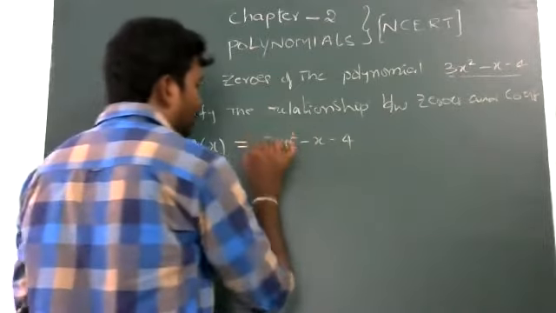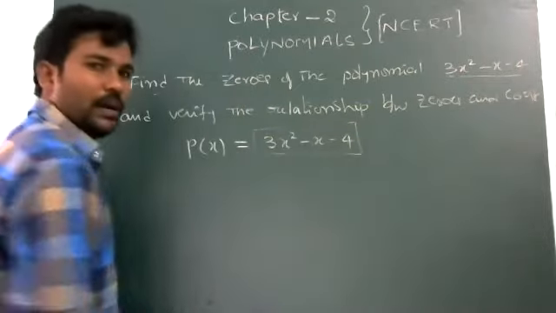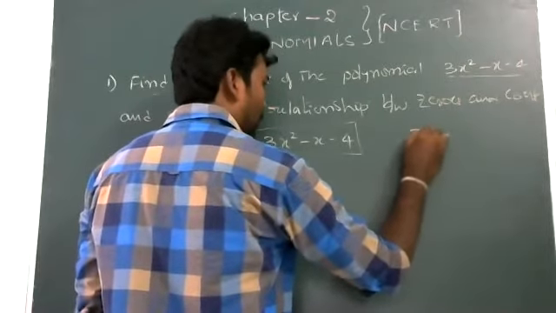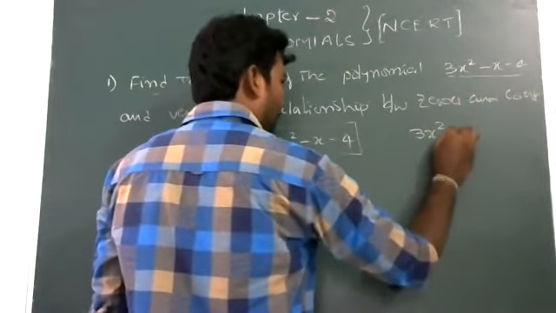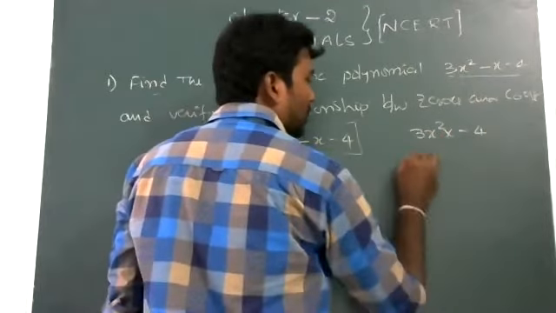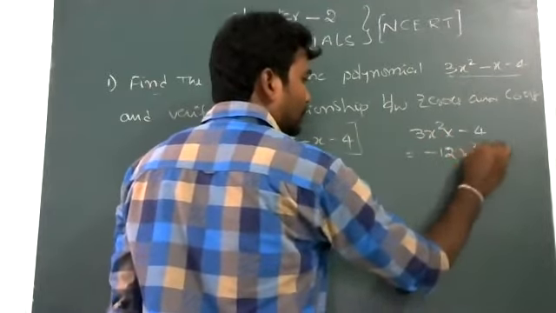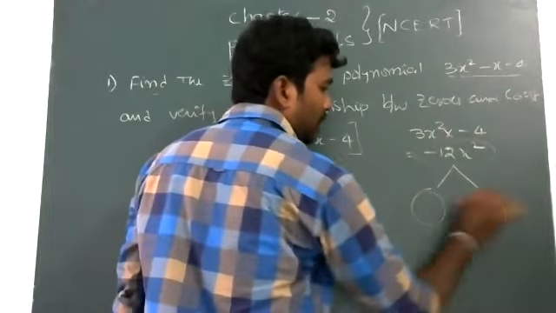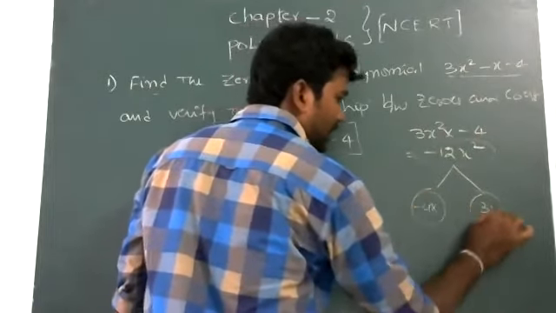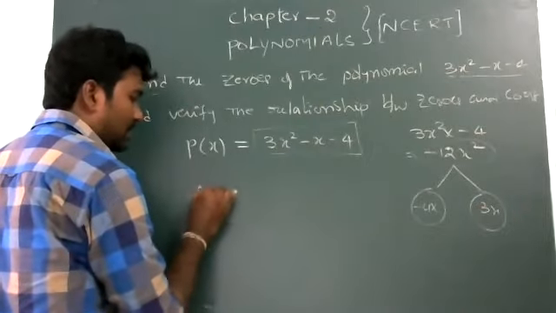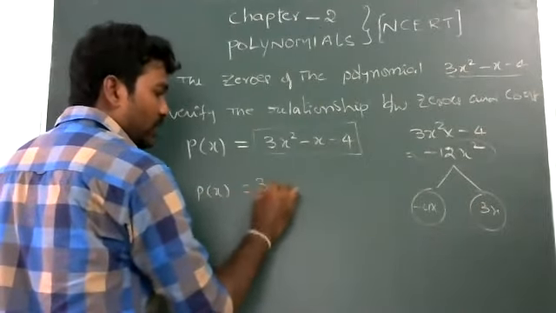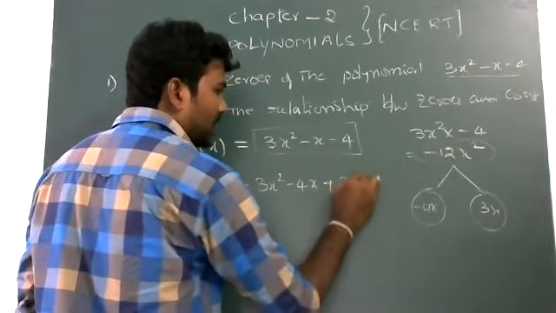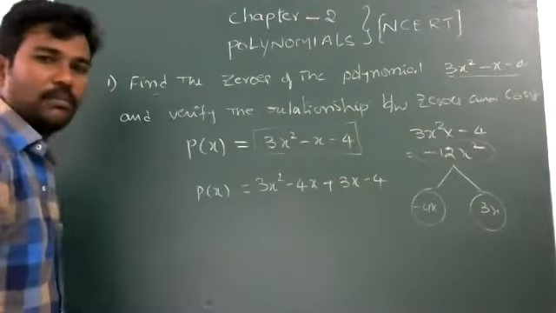First of all, we go for the factorization of this one. We already completed it in the same class, but once again I am going to clarify. 3x squared into minus 4 is equal to minus 12x squared. Now you can divide this into two terms, minus 4x and 3x. So now you can write p of x is equal to 3x squared minus 4x plus 3x minus 4.